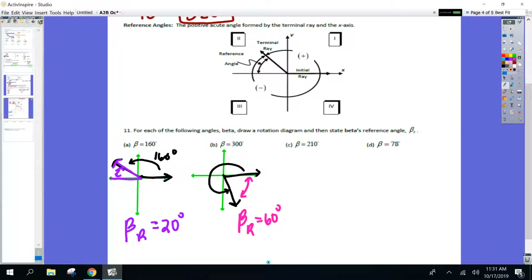Okay, here's what gives kids a lot of trouble. 210 when it's in the 3rd quadrant. Kids, ooh, I don't know what to do here, but I got faith. Go ahead and graph 210 in the 3rd.